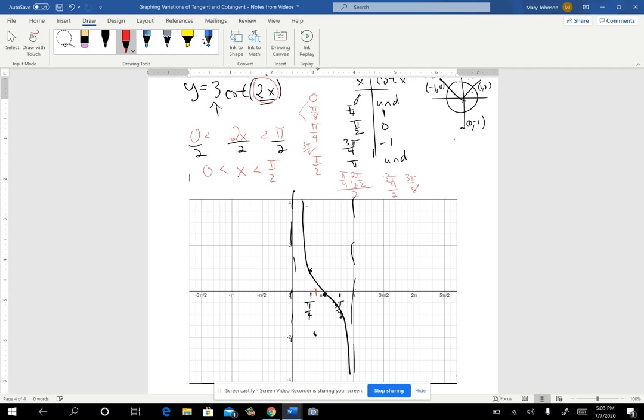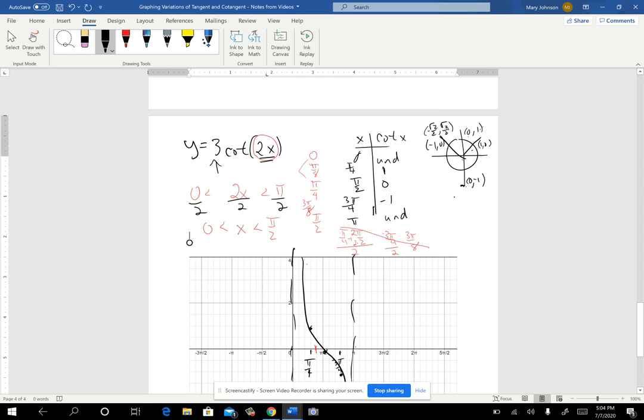I'll work more on getting those 5 key points with you, so you understand how to do that fraction work. When you get the hang of it, it's a lot easier than having to go through all of that. All right, so what we're going to do when we graph this one ourselves is use these for our x's. Then we're going to be doing 2x, which is going to turn them into 0, pi over 4, pi over 2, 3 pi over 2, and pi. And so then we know what the cotangent of those are going to look like.